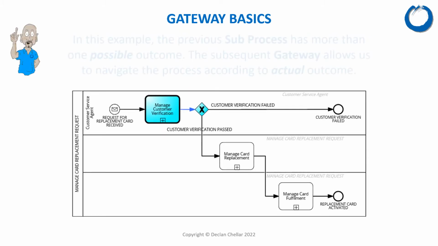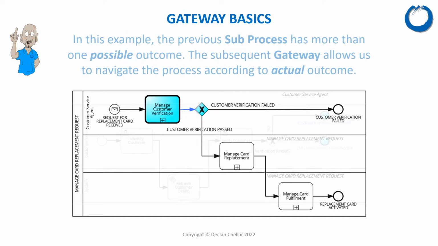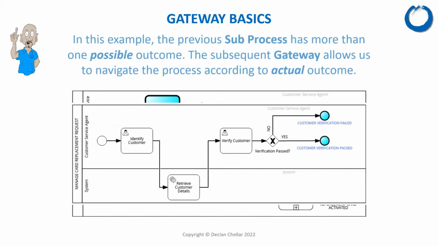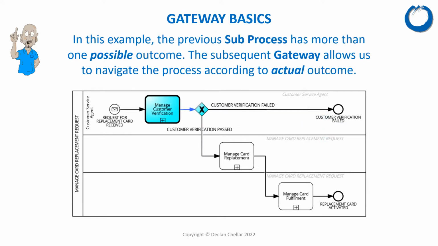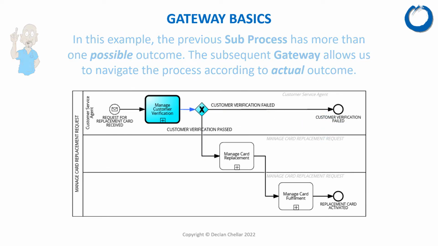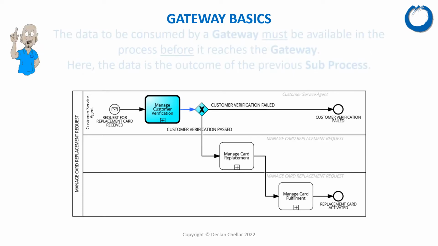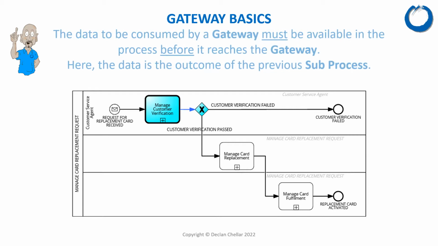In this example, the previous subprocess has more than one possible outcome. The subsequent gateway allows us to navigate the process according to the actual outcome. The data to be consumed by a gateway must be available in the process before it reaches the gateway. Here, the data is the outcome of the previous subprocess.